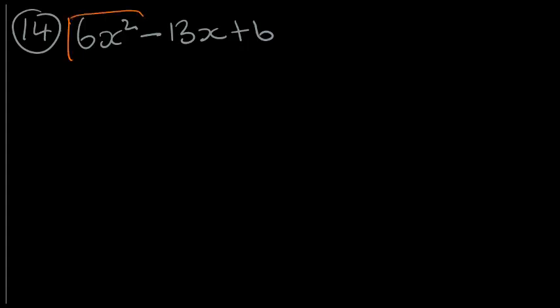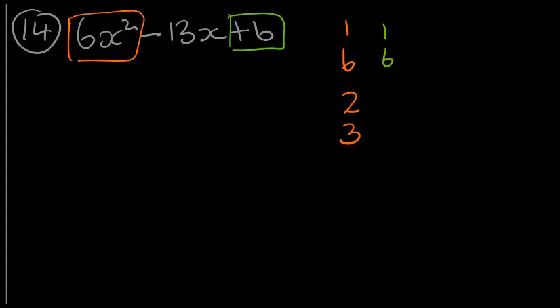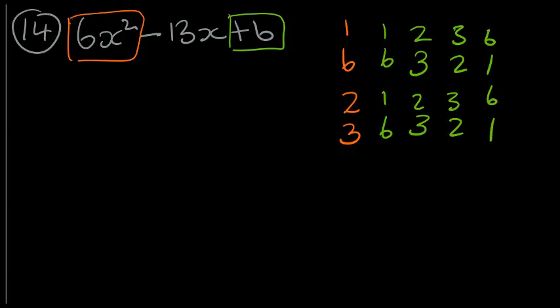So let's start with this 6x squared. Factors of 6x squared are going to be 1 times 6 or 2 times 3 or 3 times 2 or 6 times 1. But in this instance, for the first term I only write the different ones only once. Now I'm going to do the factors for this 6, and the factors for that 6 are going to be 1 and 6, 2 and 3, 3 and 2, 6 and 1. All right, now let's cross multiply.